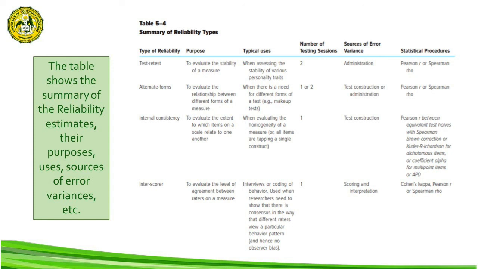So, yun yung sa second part ng report ko. I hope you have understood the purpose of reliability coefficient. So, the last part that I'm going to discuss is about the nature of the test.